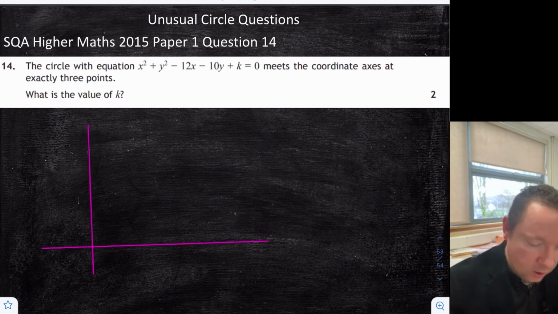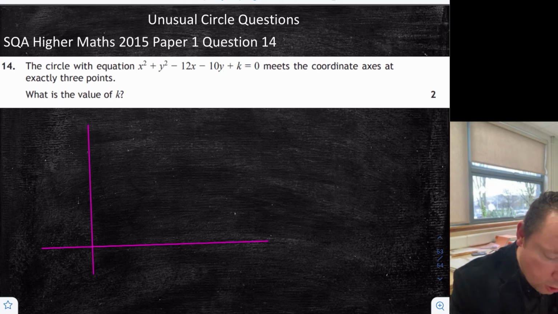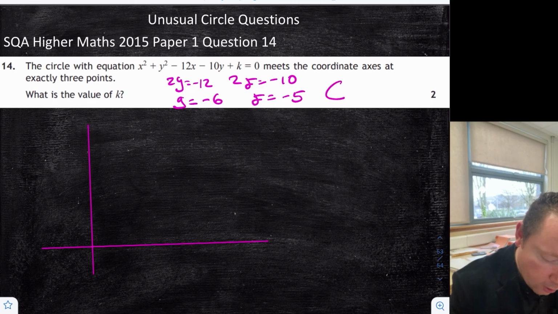So drawing a quick sketch of this, we've got 2g is minus 12 and 2f is minus 10. So g is equal to minus 6 and f is equal to minus 5. So our centre is equal to 6, 5.